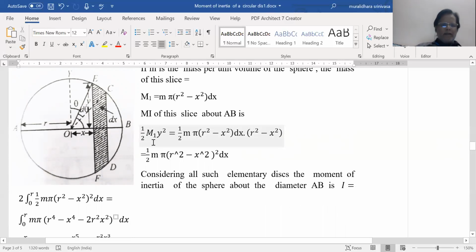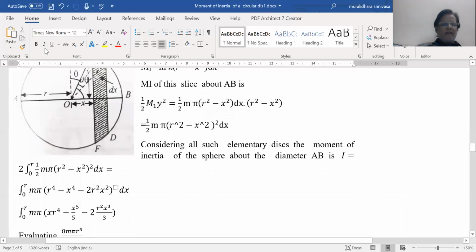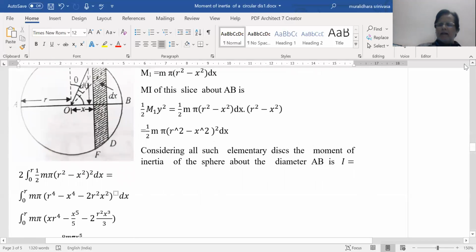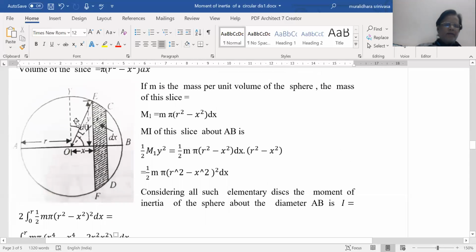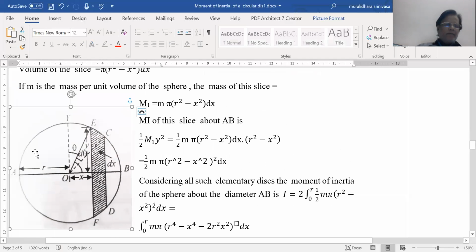So ultimately the moment of inertia is half m1 y square, that is half m pi into (r square minus x square), and (r square minus x square) comes twice, multiplied. So it becomes half m pi (r square minus x square) whole square. If you consider all such slices, this entire sphere can be imagined to be made up of a large number of slices that we can take.